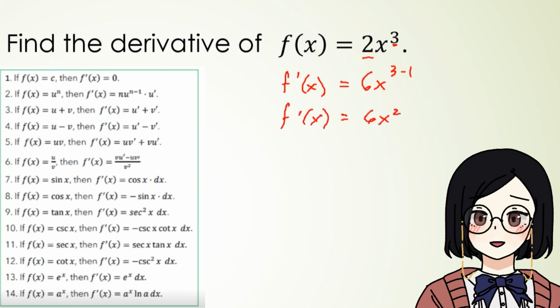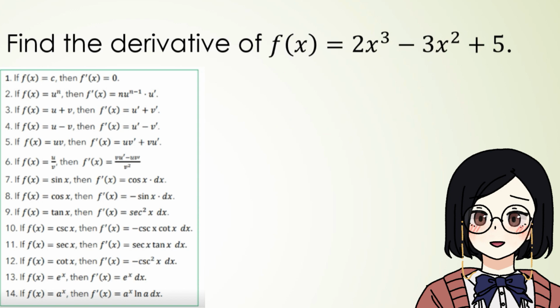Now, what if we have f of x equals 2x cubed minus 3x squared plus 5? Now, all you have to do is to take a look at the rules. We shall use these rules if we have a subtraction operation and then an addition operation. Now, applying what we have learned in the previous example, all you have to do is to multiply the exponent by the numerical coefficient. So we will have 6. Then we deduct by 1 degree. So we will have 3 minus 1.